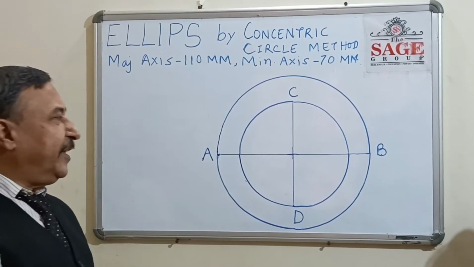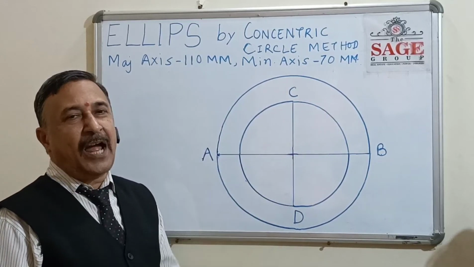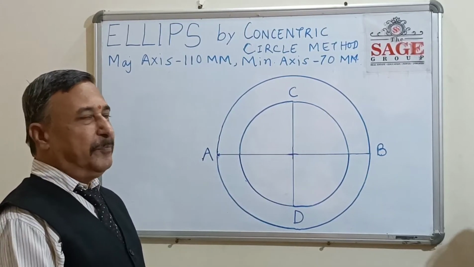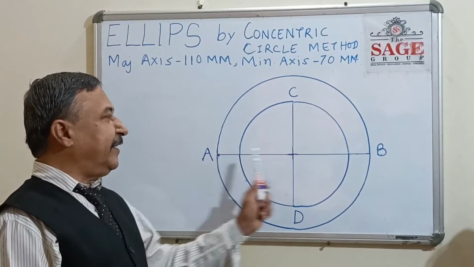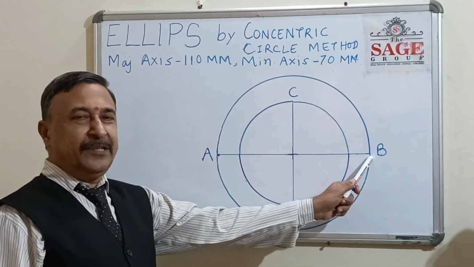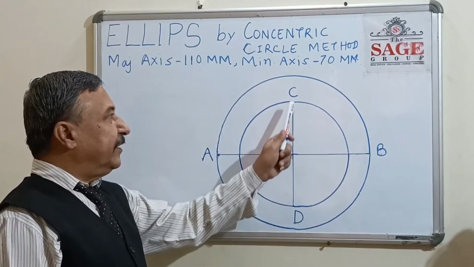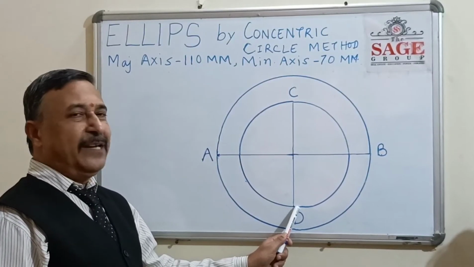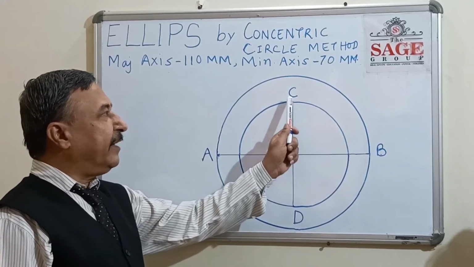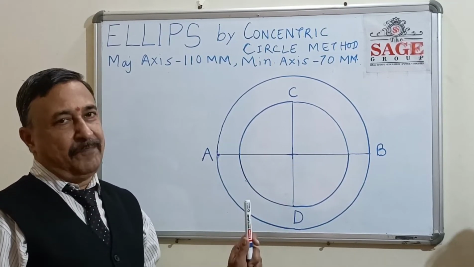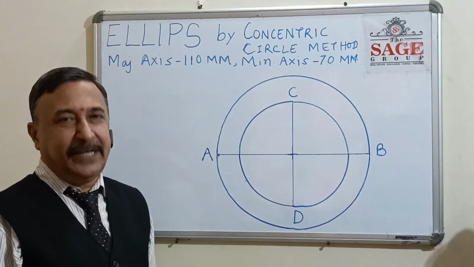Okay, so I have done some initial preparation. Please look here once. This is AB, the major axis, you can draw. This is CD, the minor axis, you can draw. This is 110 mm and this is 70 mm. So you can draw the major and minor axes.